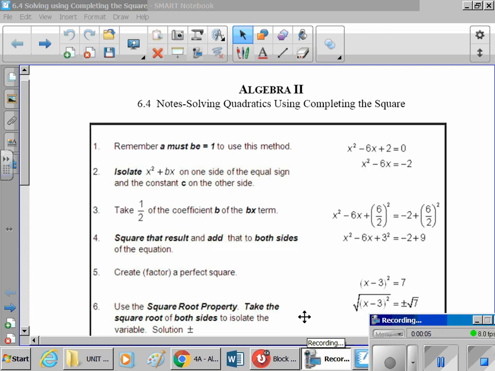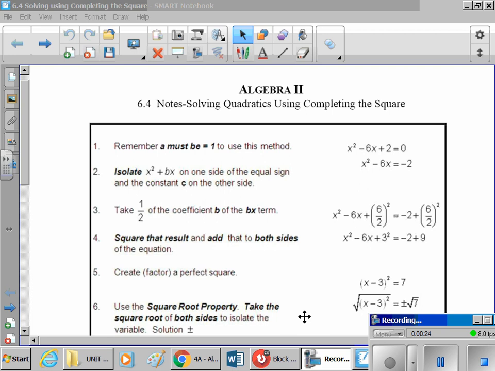Today's lesson is 6.4, Solving Quadratics Using Completing the Square. Now we've already solved quadratics using factoring. We've talked about solving it using the quadratic formula, which we will hit again later on in this unit. And now we're going to talk about solving it using completing the square.